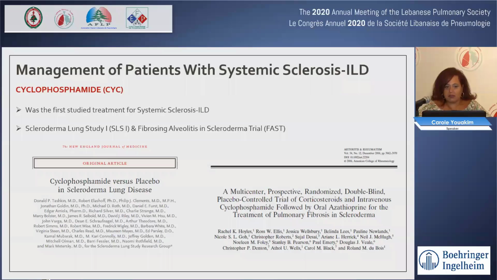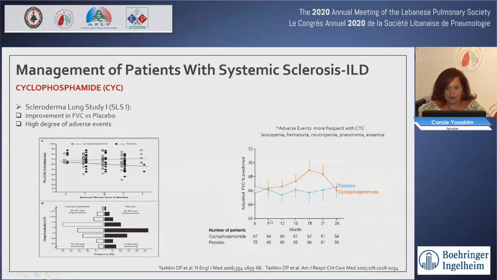Cyclophosphamide was the first studied treatment for systemic sclerosis, ILD. Two randomized placebo-controlled trials, the SLS1 and the FAST trial, evaluated the efficacy and safety of cyclophosphamide in patients with systemic sclerosis, ILD. In the SLS1 study, there was an improvement in FVC with cyclophosphamide after 1 year of treatment, but at the expense of severe adverse events: leukopenia, hematuria, neutropenia, pneumonia, and anemia. Moreover, the effects of cyclophosphamide were lost after 2 years of treatment.